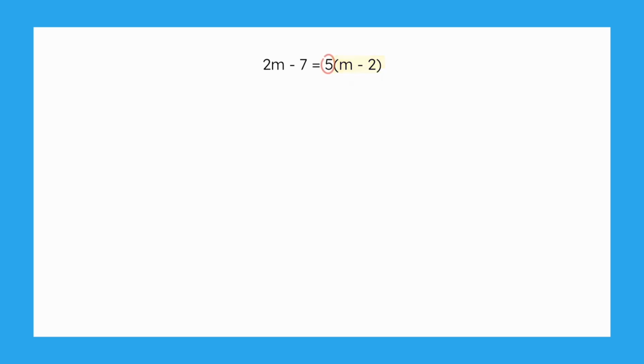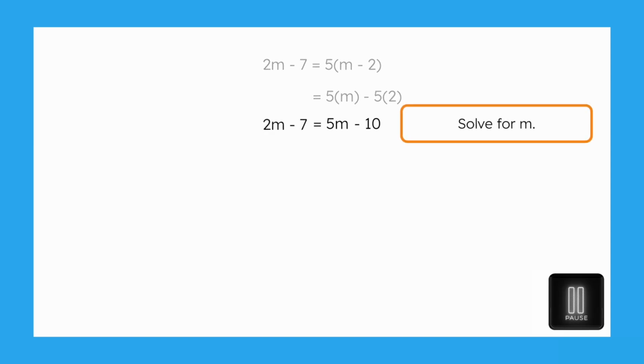Let's use the distributive property to eliminate these parentheses. 5 times m is 5m, and 5 times 2 is 10, so now on the right side of this equation is 5m minus 10. Is the right side simplified now? Yes, there are no parentheses or like terms. That means it's time to solve. Pause the video here and solve the equation on your own.